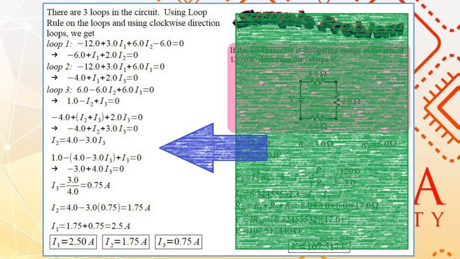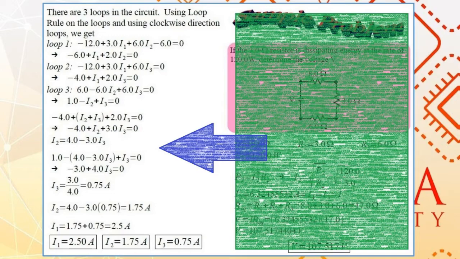For example, say we take the equation from loop 2, negative 4 plus I1 plus 2I3 is equal to 0. From the junction rule, we know that I1 is equal to I2 plus I3. Putting that into the equation of loop 2, we get the following equation: I2 is equal to 4 minus 3I3. If you now look at the equation of loop 3 and put the equation of I2 into loop 3, 1 minus (4 minus 3I3) plus I3 is equal to 0. The only unknown is I3.